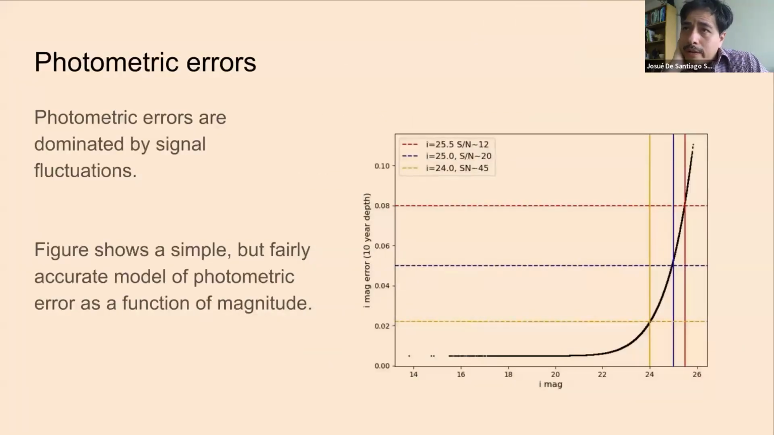So the photometric errors that we implemented mainly come from signal fluctuations, which means that the error increases for the fainter objects. The magnitude error will be larger, and then the signal to noise will be lower for those fainter objects. Next, please.